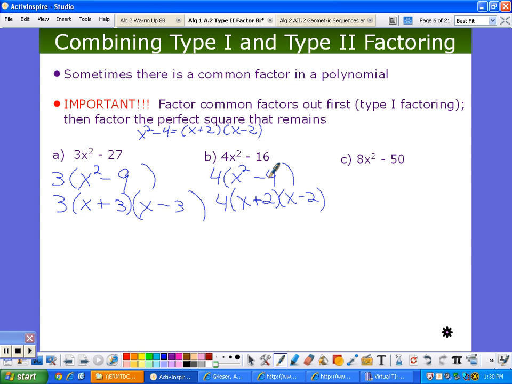All right, 8x squared minus 50. Is there a greatest common factor? Yes, what is it? 2. All right, what's left inside here? 4x squared minus 25. Oh, there goes that excessive ringing again. What's it going to be?